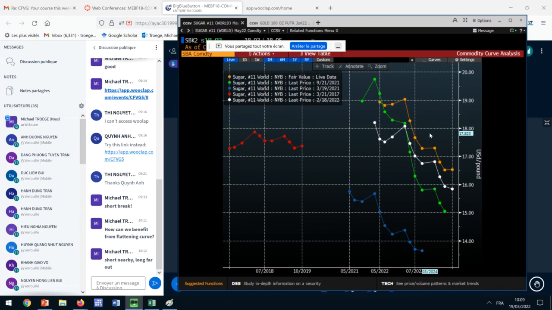And we will only make money if the slope of the curve becomes flatter. Of course, we will lose money if the slope of the curve becomes steeper. But I mean, you cannot have a bet where you always win.